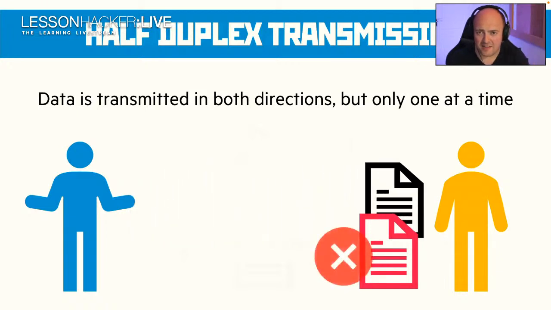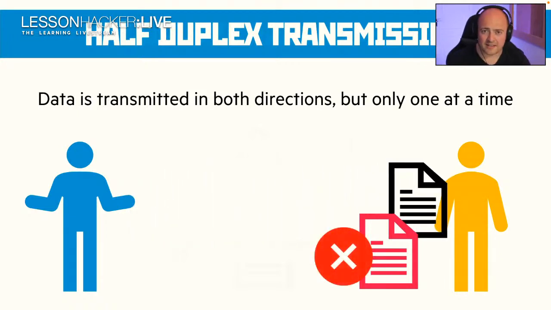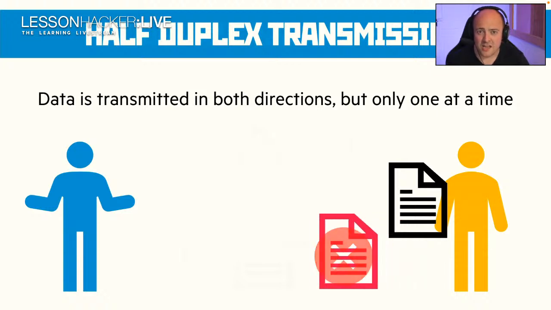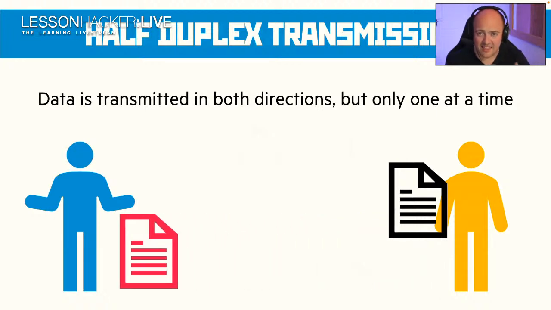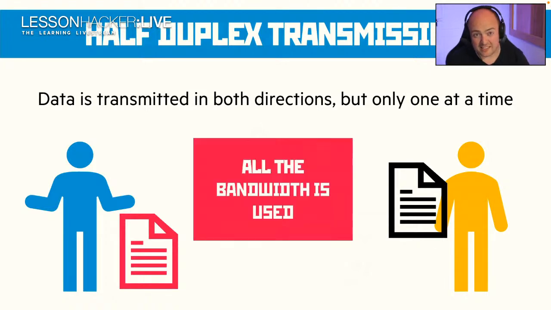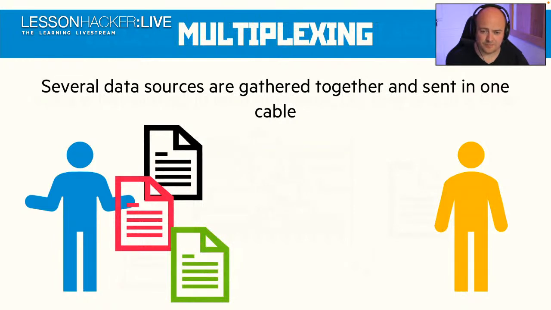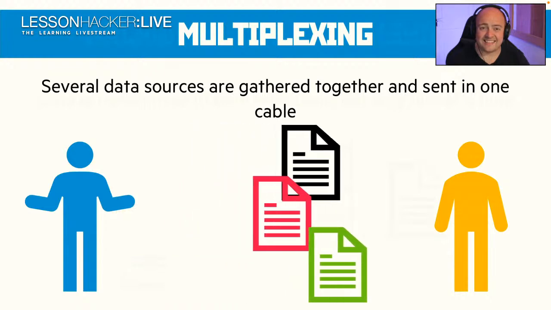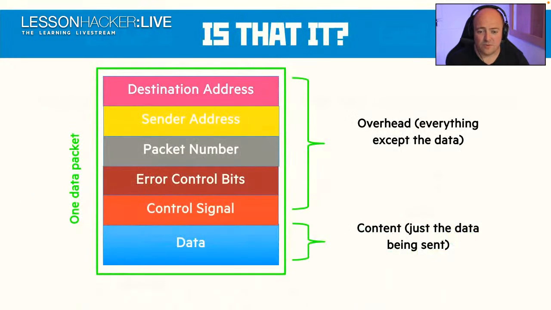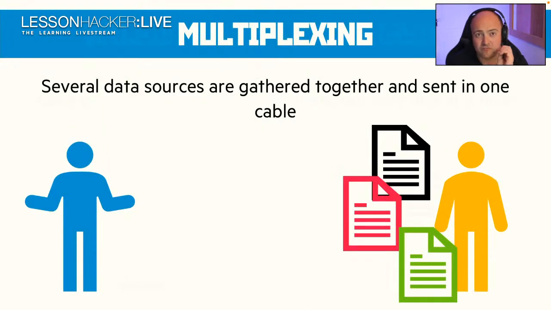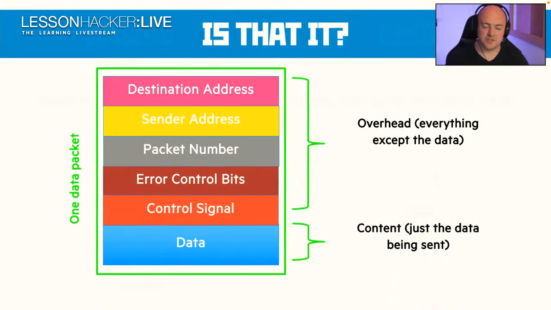This is the best of both worlds, really. I can fire my file down the cable at you, and you can't send anything back to me. But once that cable is free, you can fire that back to me, and I get them both at full speed. There's no danger of data collisions. It's going to be brilliant as a result of that. All the bandwidth is used, no danger of data collision. There's also multiplexing. This is where we get several sources gathered together and sent down a single cable, which is brilliant because we can then go and off we go all at the same time.